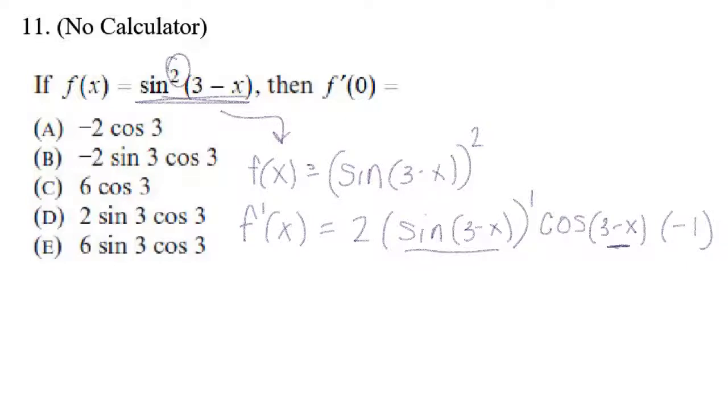It's the never-ending problem. Now that we have our derivative, let's find f prime of 0. Well, that's going to be 2 times sine of 3 times cosine of 3, and then that negative 1, I'm just going to throw that negative there to the front. So let's see, the only answers that are even negative are A and B, and it looks like my answer should be B.